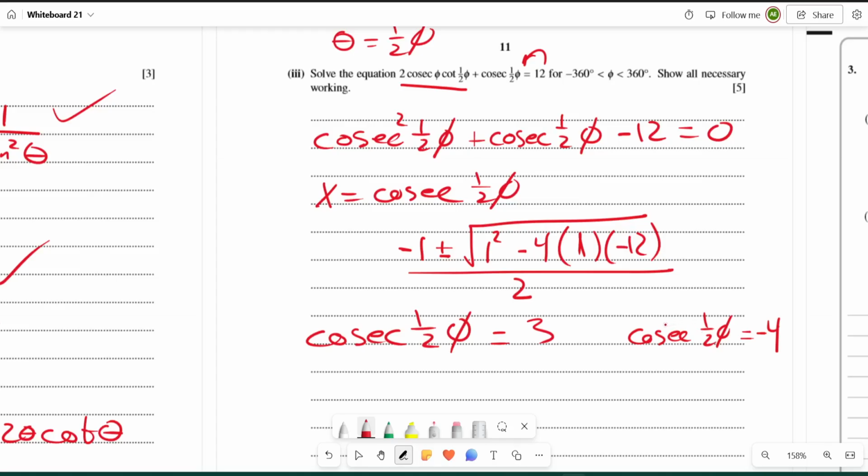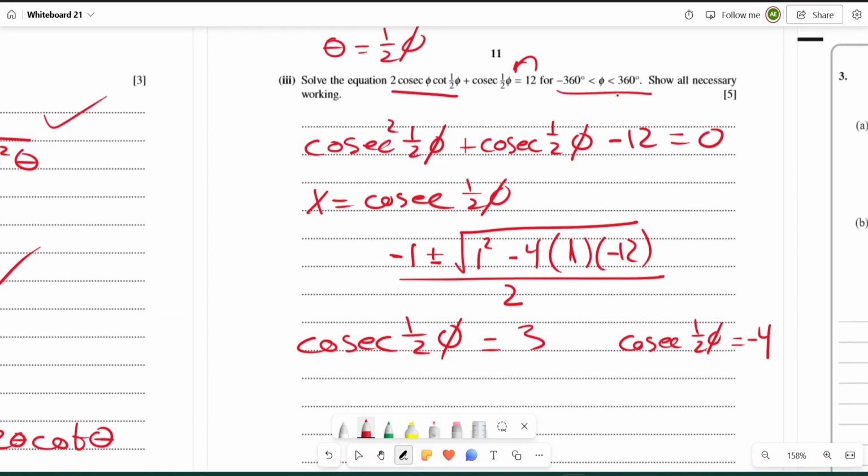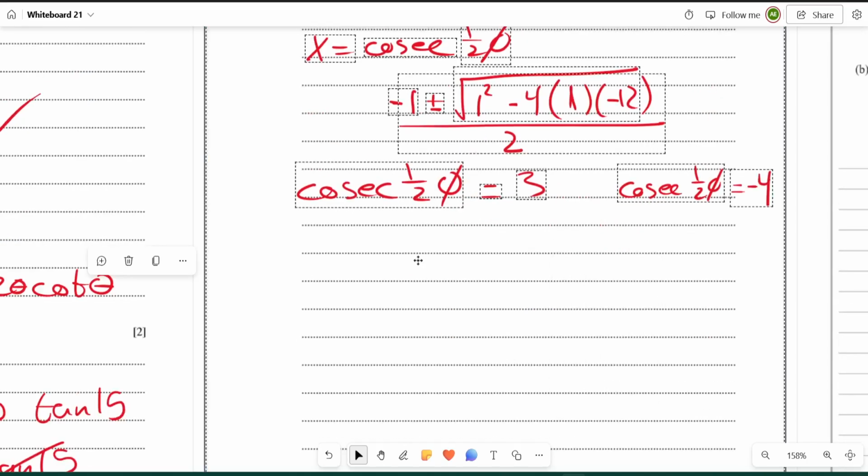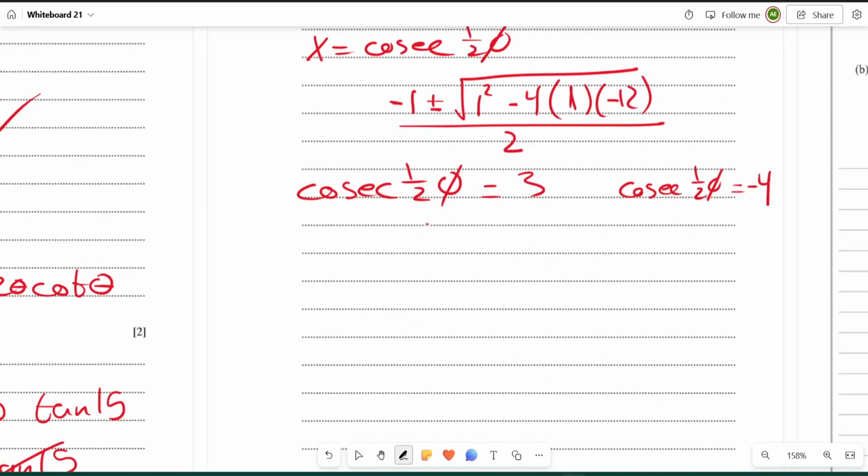However, here our range is huge. Our range is from negative 360 to 360. So obviously, we're not going to have just one solution. So we're going to have to use the ASTC rule. However, I don't like working with cosecant. Let me change it quickly to sine. So if I change this to sine, it's going to be 1 over sine half phi equals 3. So the sine itself is going to be 1 over 3. So sine half phi is equal to 1 over 3. And similarly here, sine half phi is equal to negative 1 over 4.